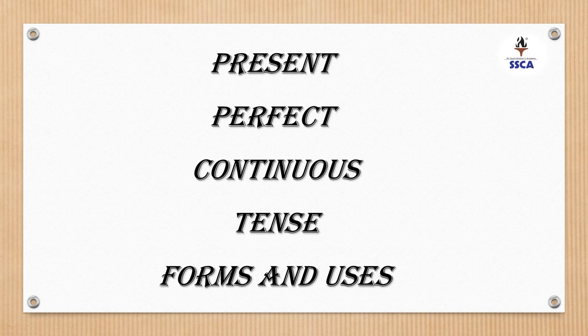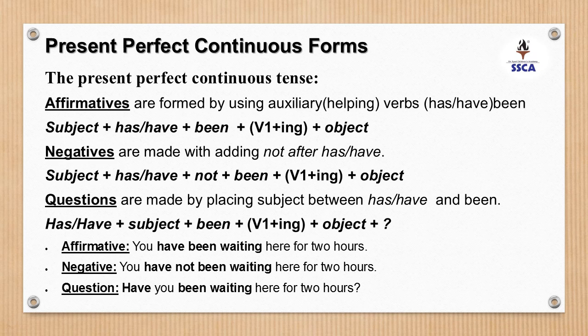Now let's talk about present perfect continuous tense forms and uses. Present perfect continuous forms. Well, it has affirmatives, negatives and questions, but affirmatives of present perfect continuous are formed by using auxiliary, means helping verbs, has been and have been. And the structure is subject plus has or have plus been plus verb first form with ing plus object.